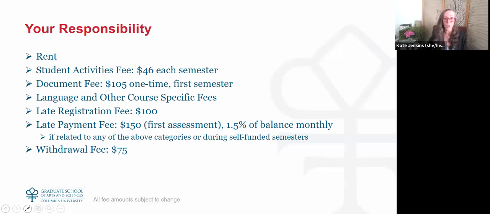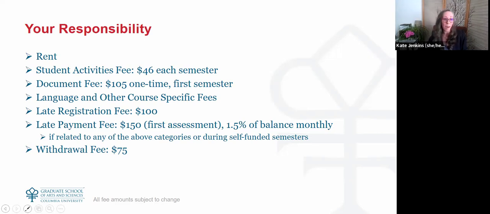In your first semester, you'll also be charged a one-time $105 document fee, which is your responsibility as well. The document fee gives you access to transcripts for life and other online resources for the university. So note that you will pay that the first semester. For future semesters, if you are enrolled in a language course or other courses which have specific fees, for example, many language courses have a $15 learning lab fee, those are also your responsibility. In the event that you had a hold and were not able to register during the dedicated registration period and registered late, you would be charged a $100 late registration fee. And that would be your responsibility as well.